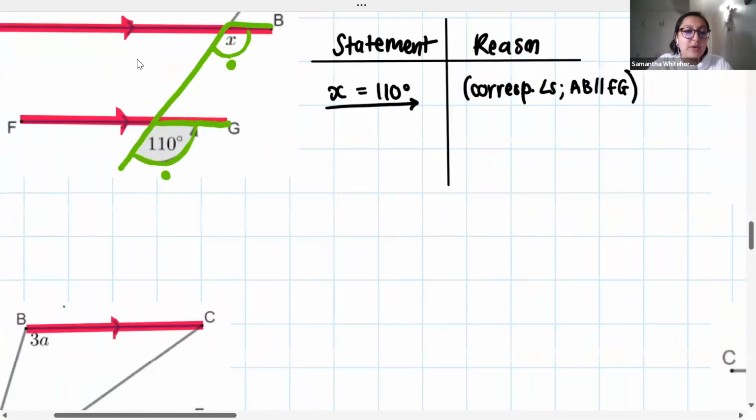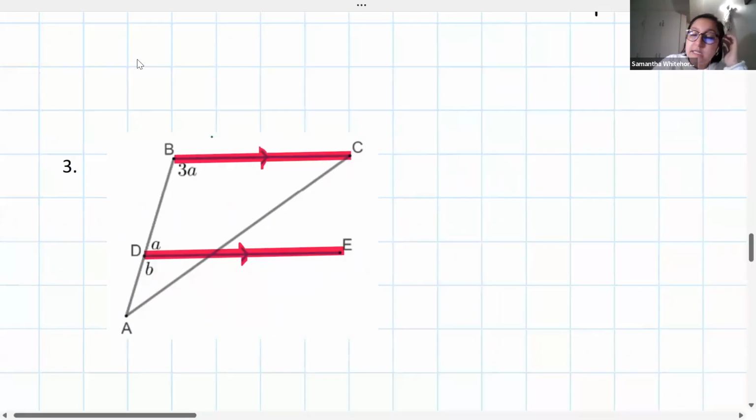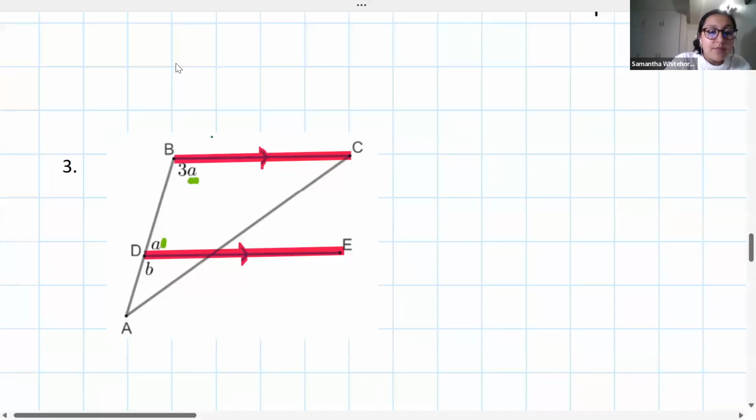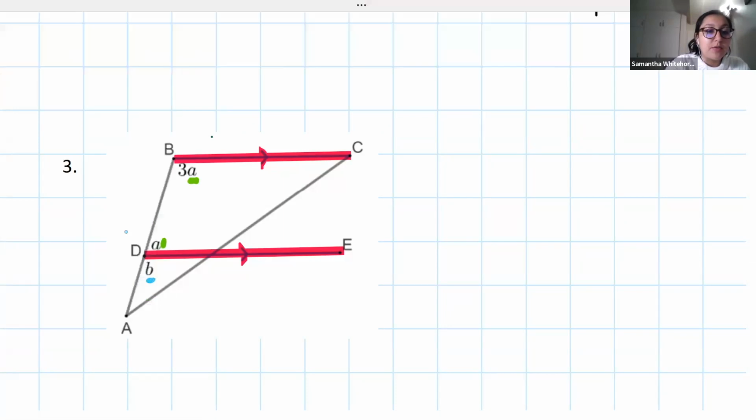Okay, so back to question 3. We've identified our parallel lines. BC is parallel to DE. And guys, like I say, we've got 2 unknowns here. We've got the unknown A. Remember, both of those A's are exactly the same. It's the same variable, it's the same value. But we also have the variable B. So we've got A that we need to find, and we've got B.